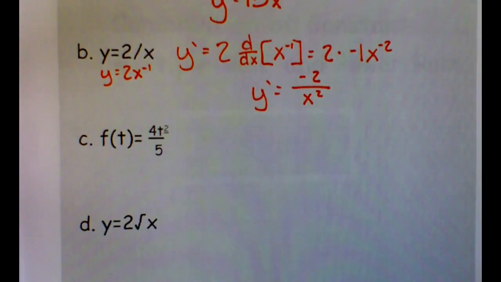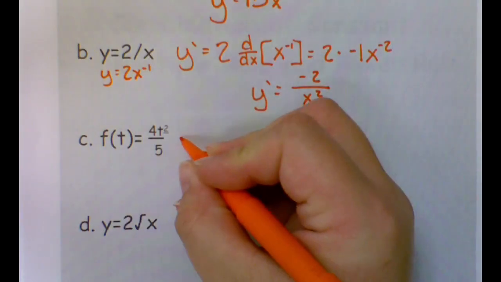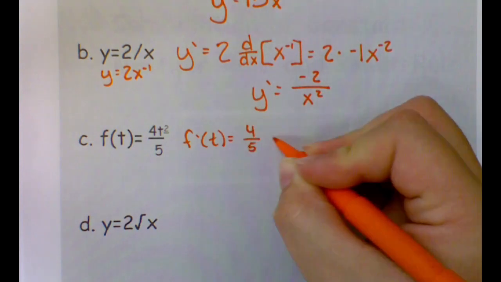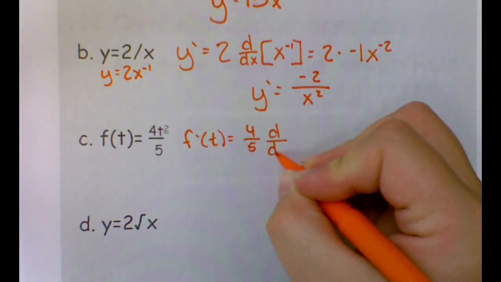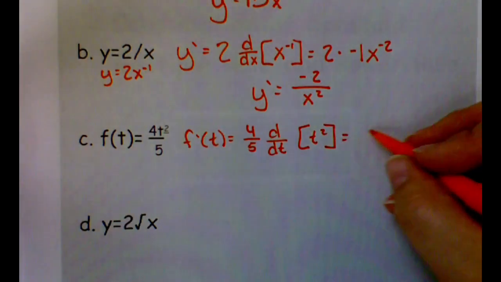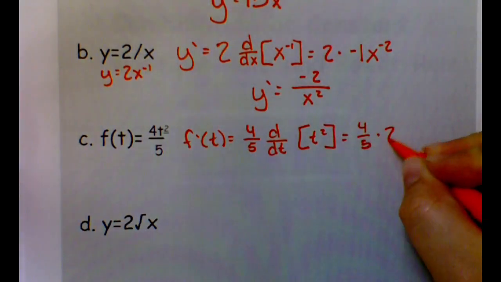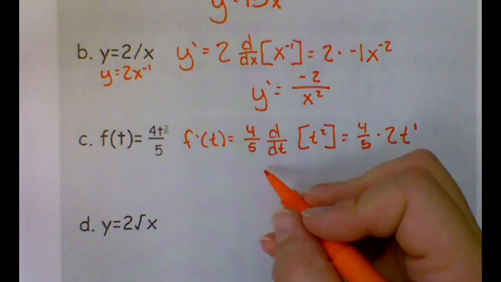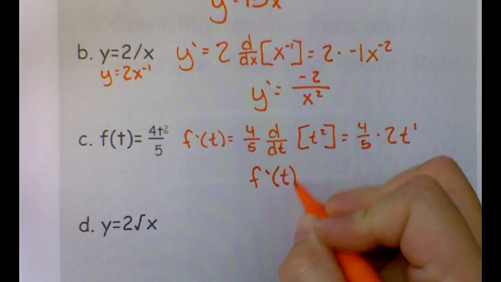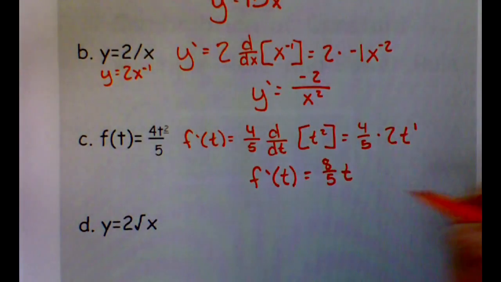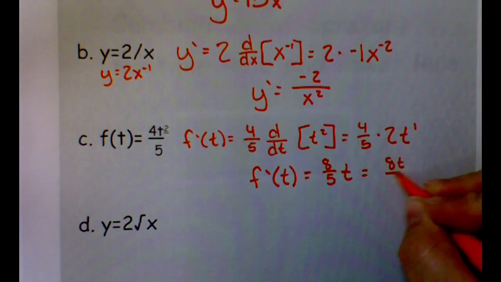For part C, f of t equals 4t squared over 5. We can do f prime of t equals 4/5 times the derivative with respect to t this time of t squared. We keep our 4/5 out front, we bring down the 2 and subtract 1 from the power, and then we recombine things. So I get the derivative of f of t equals 8/5 t to the first power, or 8t over 5.